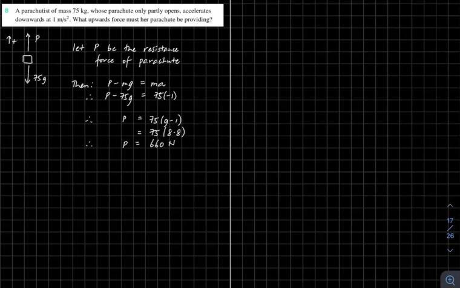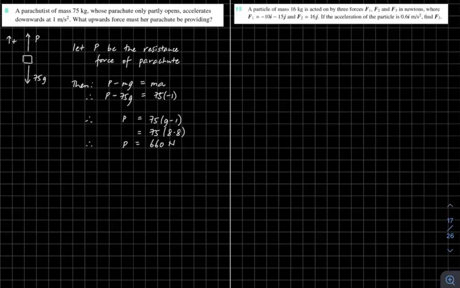So that's the upwards resistive force that her parachute must be providing, but unfortunately it's probably not enough to prevent a rather nasty end. Okay, final example for this video. We've got a particle of mass 16 kilograms, which is being acted on by 3 forces, F1, F2, F3, measured in newtons. F1 has these I and J components, F2 has that one. The acceleration of the particle is that. You can see that's a vector quantity, and we're trying to find F3.